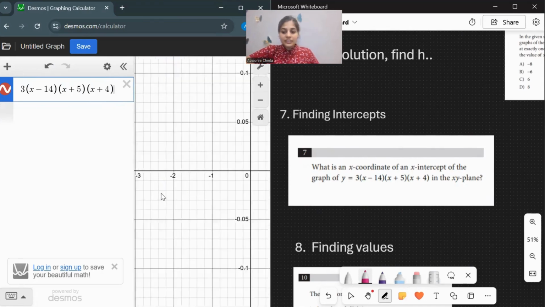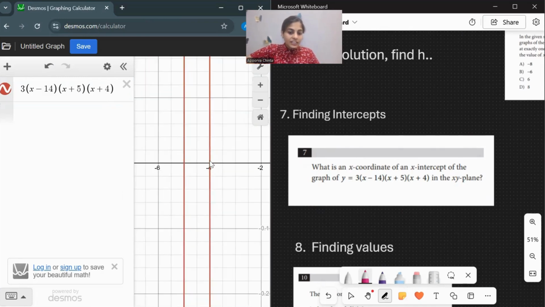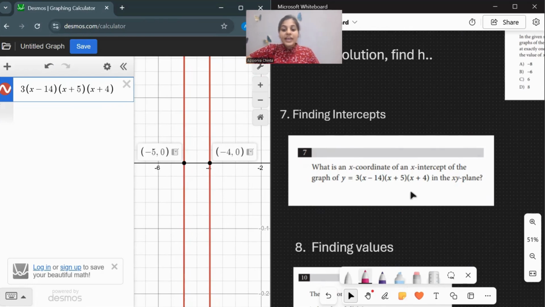So here we see that we have two x-intercepts over here. We can write down any of these options, either -4 or -5. Any of them is correct because we are looking for the x-intercept.